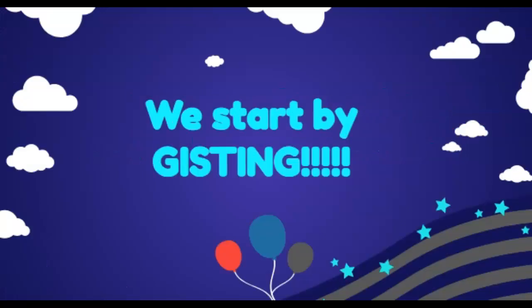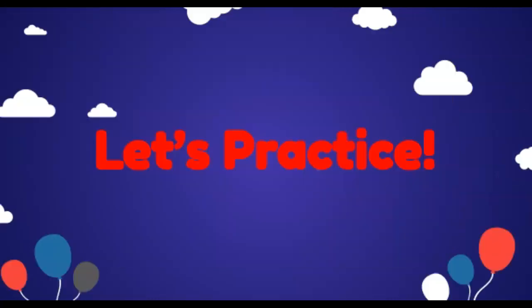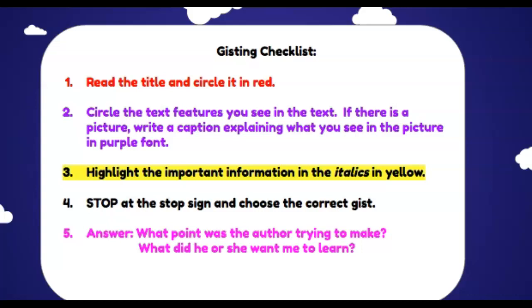We start by gisting. When we gist a nonfiction text, we must read, stop, write, and make sure to circle the text features that the author included. The author wants you to understand exactly what he is writing about, so everything he includes is important. Let's practice. Let's go over our gisting checklist.